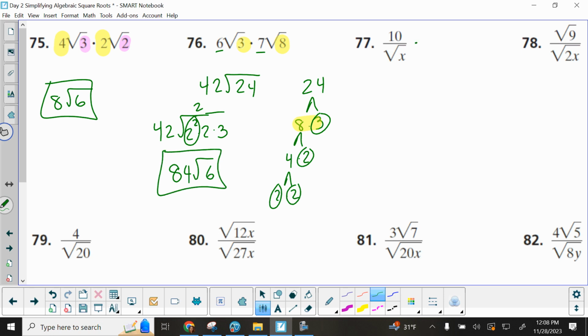77, I'm just going to multiply by radical x over radical x, that fancy version of 1. So 10 radical x over x, and I'm done.